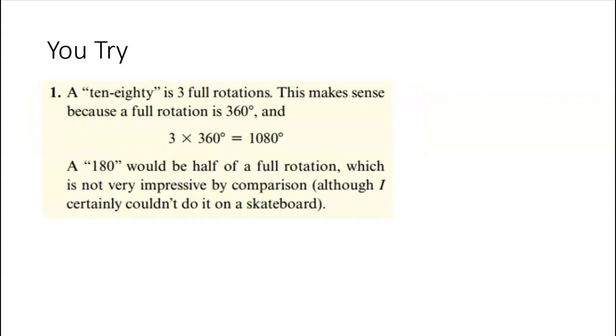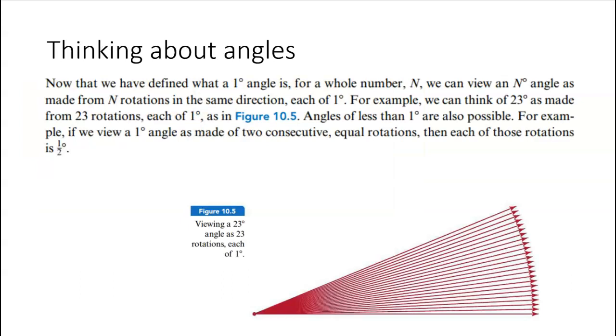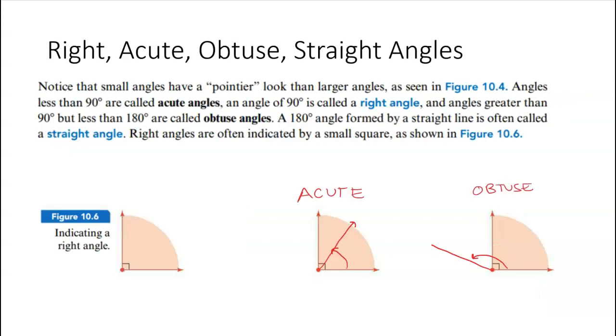Press play when you're ready to see the solution. And there we go. So when we think about angles, we talked about that 1 degree angle. We can think of all angles as being made up of 1 degree angles. So here we've got 23 1 degree angles, so this angle measure is 23 degrees. There are different names for different angles. Angles that have a pointier look, that are less than 90 degrees, we call acute. So these are less than 90 degrees.